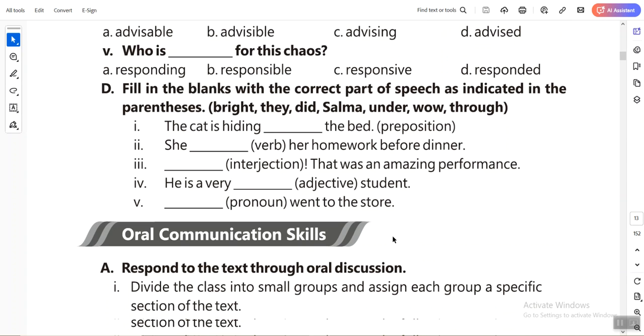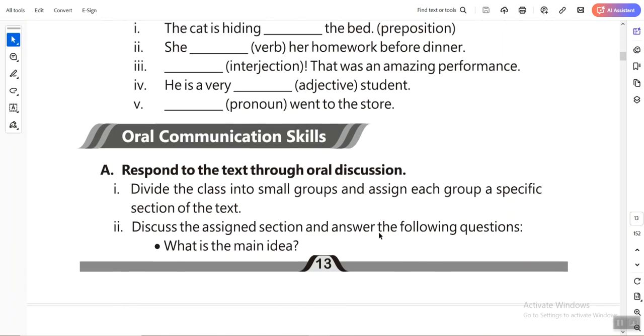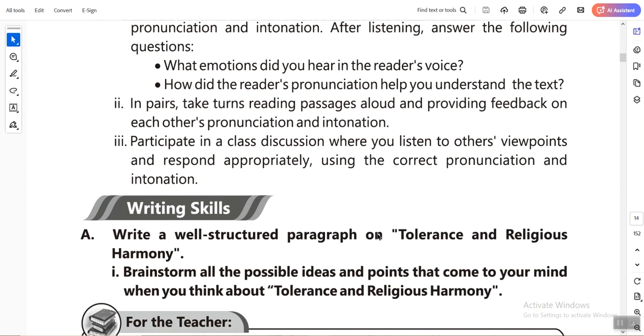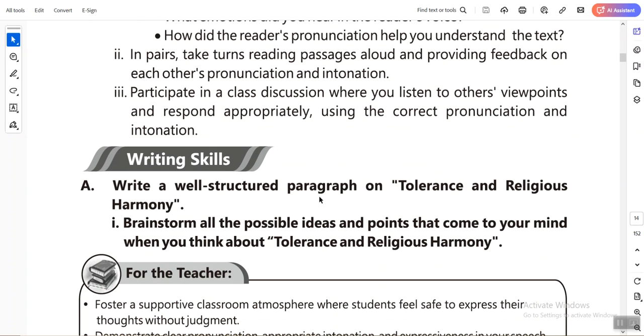Done. Next, you see there are some oral communication skills, and then the writing skills. Write a well structured paragraph on tolerance and religious harmony.